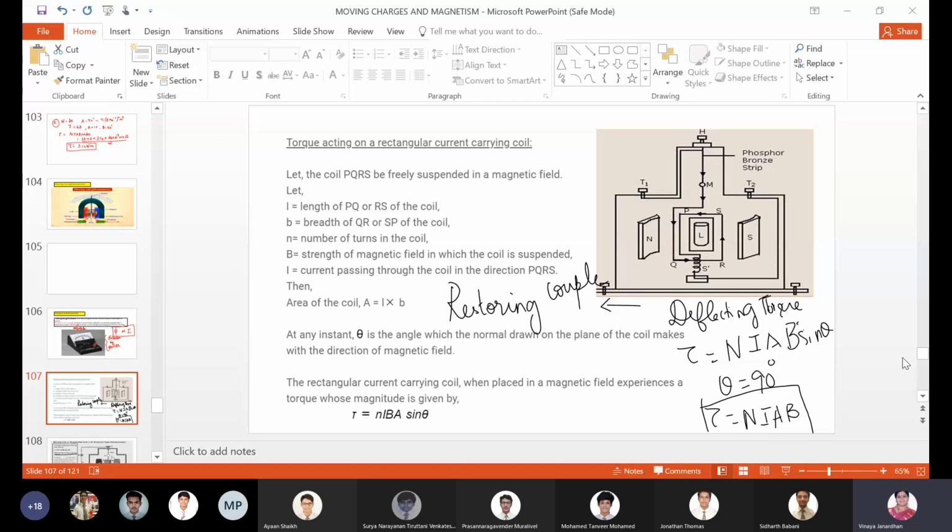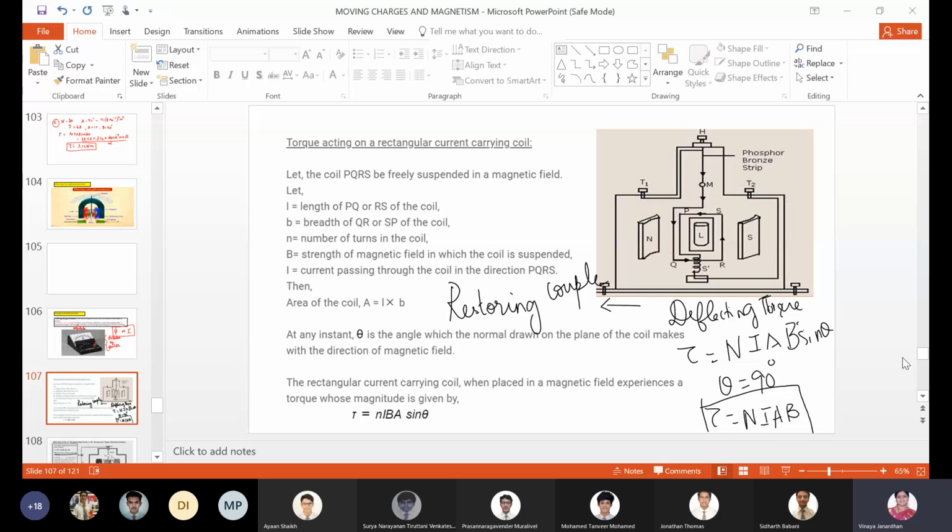Now look at the other end of the coil PQRS. It is connected to a hair-like spring. A hair-like spring is attached to it. So this is the basic arrangement. Now when the current starts flowing through the coil PQRS, which is placed between the pole pieces of the magnet, it will undergo a torque and begin to rotate.